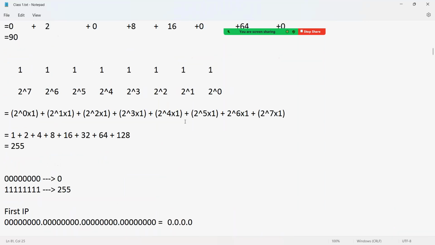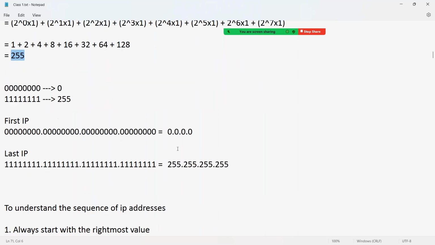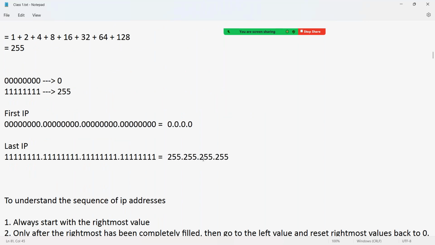So when you put all ones, 2 power 0 into 1, plus 2 power 1 into 1, plus 2 power 2 into 1, plus 2 power 3 into 1, all the way up to 2 power 7 into 1. So that would be 1 plus 2 plus 4 plus 8 plus 16 plus 32 plus 64 plus 128. If you add it up, you get the number 255. So the last IP in the IPv4 range is 255.255.255.255.